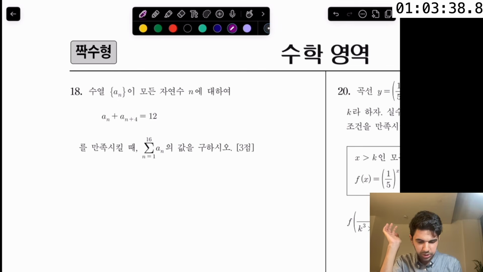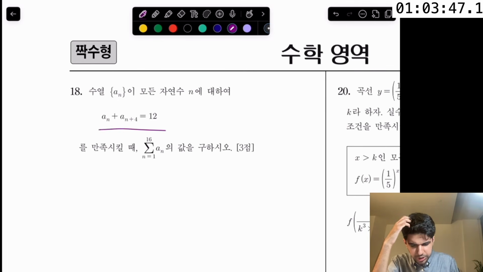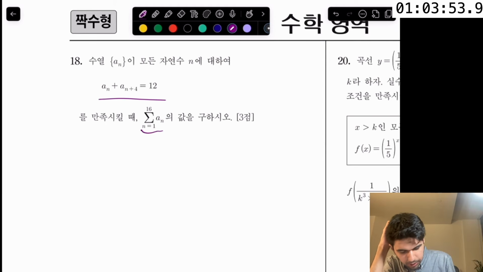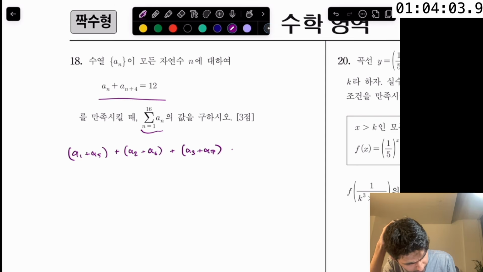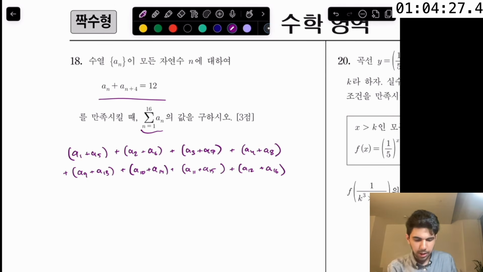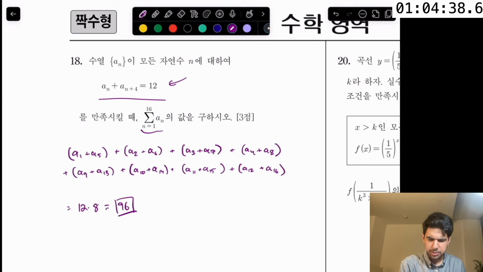Okay, actually, I feel like this one I don't need to understand the language to figure this out. It just seems like we have some series where this property always holds. We need to find the sum of the first 16 terms. But I think you can just represent this sum as a1 plus a5, and all of these follow the bases differ by 4, so we can use this fact up here. So this should just be equal to 12 times 8, 96. Not too shabby, not too shabby.